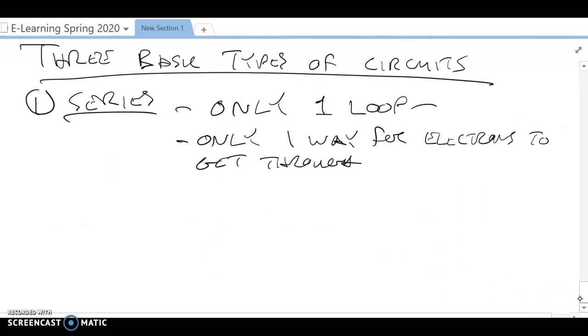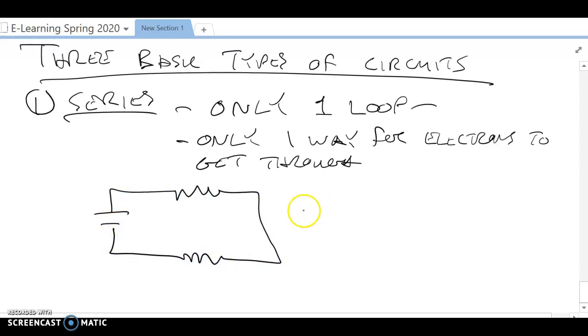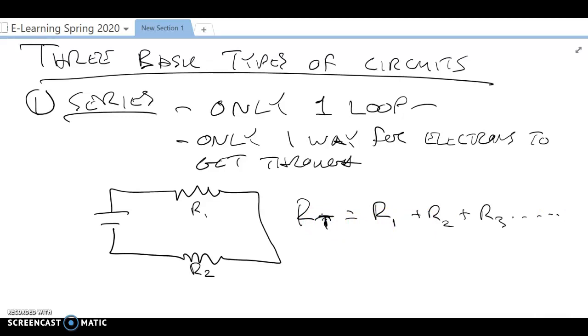When you do that, it's like the ones we've been drawing. For these, the total resistance is just the resistance 1 plus resistance 2 plus however many you have. You just add them all up. It's a piece of cake. It's the easiest thing in the world, which might make you think, well, why don't we just call it total resistance instead of equivalent resistance? Well, stick with me, grasshopper.